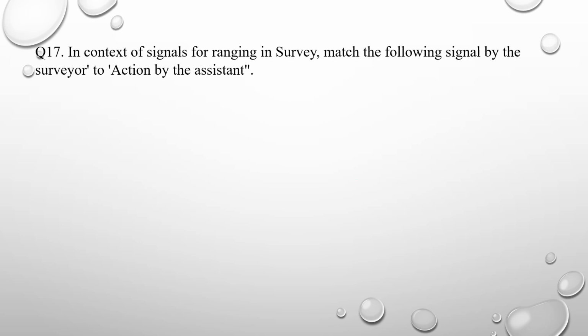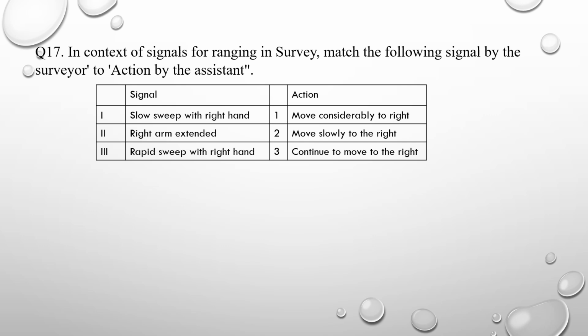Question number 17. In context of signals for ranging in survey, match the following signals by the surveyor to action by the assistant. So for ranging, these are the signals and actions. First, for a slow sweep with right hand, the option is move slowly to the right. So the answer is move slowly to the right.